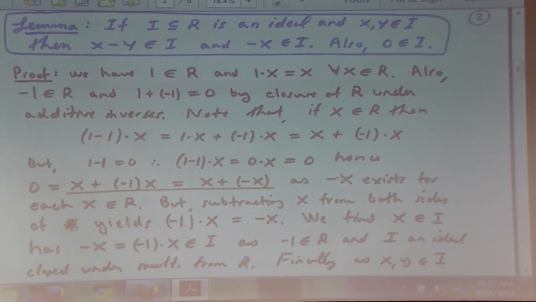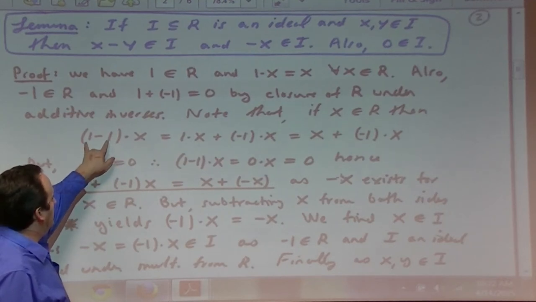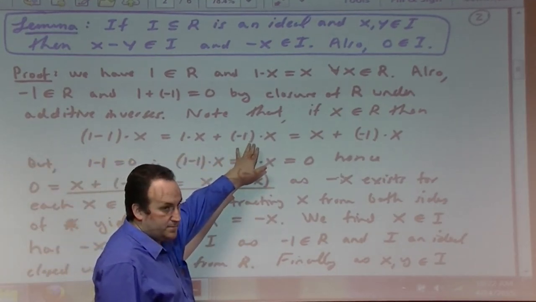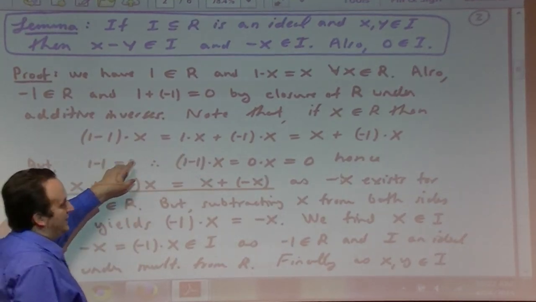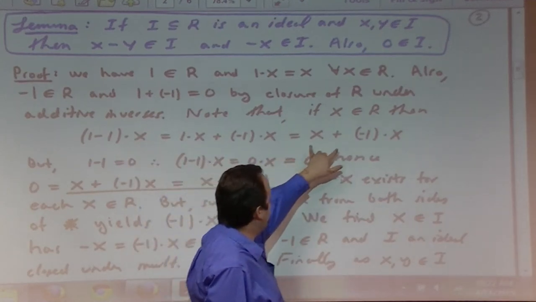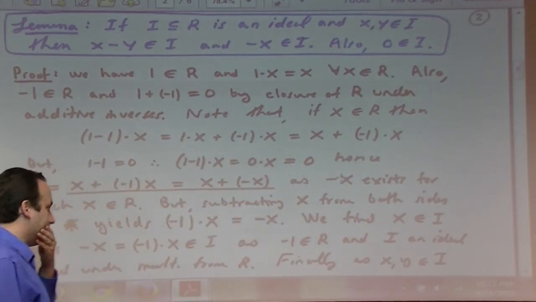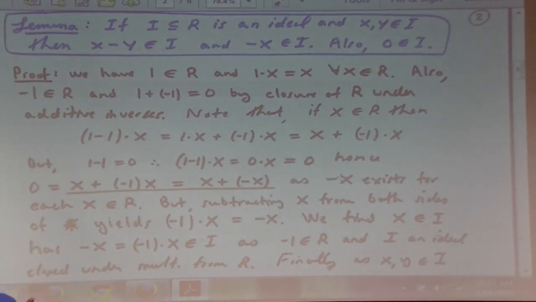If 1 is in the ring, that means 1 times x is x, right? But minus 1 also has to be in the ring, because you know that 1 plus minus 1 has to be 0. So there's this thing called minus 1, which is the additive inverse of 1. But you also know by distributivity that 1 plus minus 1, to be more precise, times x is equal to this. However, you also know that 1 plus minus 1 is equal to 0, which means this works out to 0. On the other hand, you know that x plus minus x is 0. So then you have this equation.